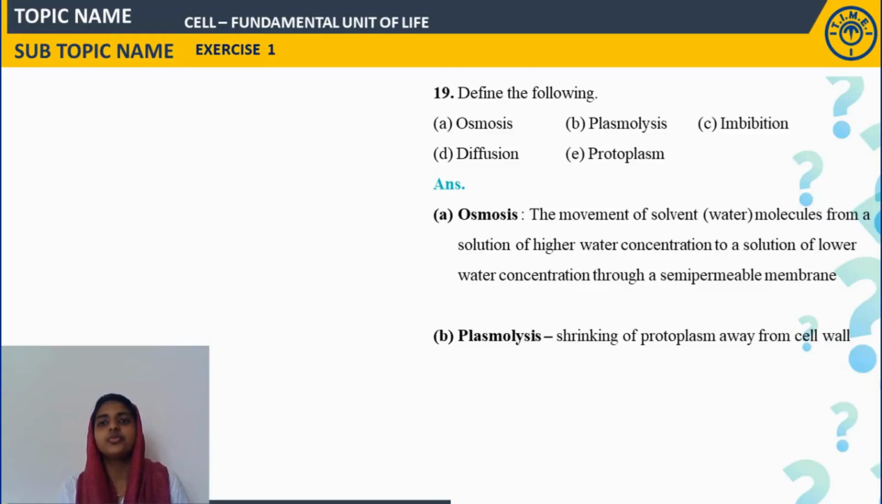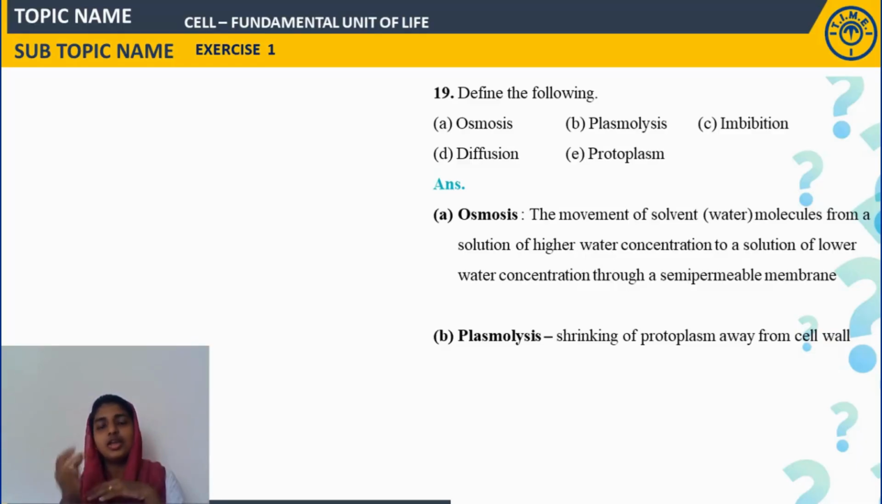Okay. Now, next is imbibition. What is imbibition? When does imbibition take place? Imbibition takes place when a cell is placed in a hypotonic solution. So when a cell is placed in a hypotonic solution, water from the solution starts to move into the cell. What happens is that the size of the cell increases, or the cell starts to swell. So this is what we call imbibition.